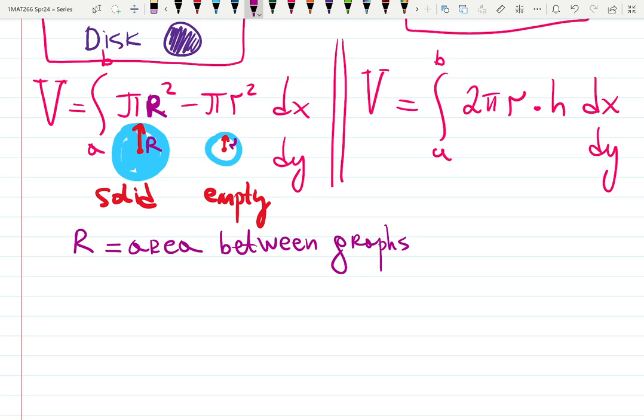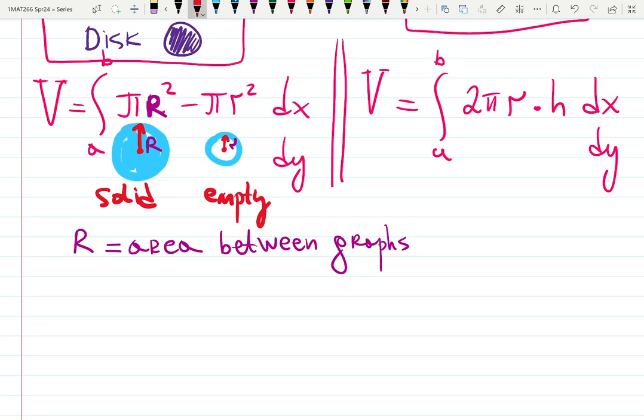That is not all. Pi r squared minus pi r squared: if your 3D object does not have a hole, the small r is 0. So both of them are disks. But the second disk will not exist if there is no empty part. So it makes sense. The empty radius shrinks to 0 in that case.